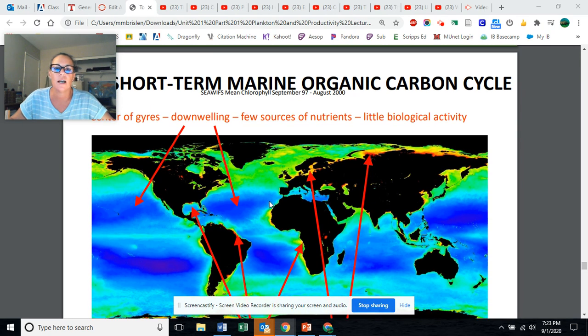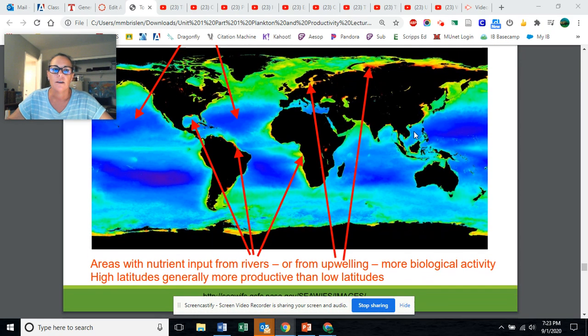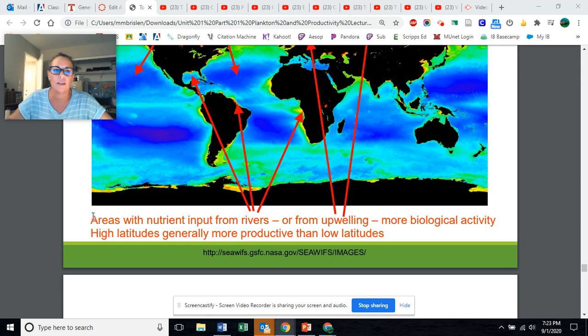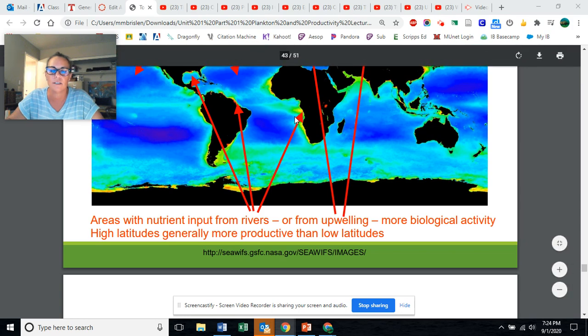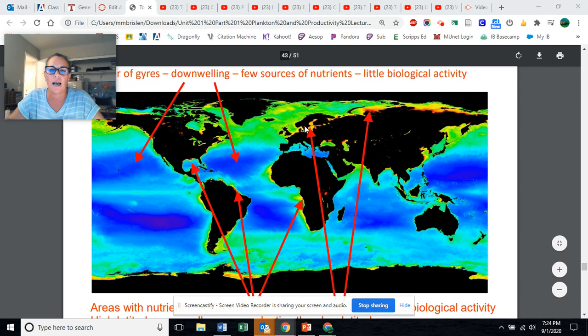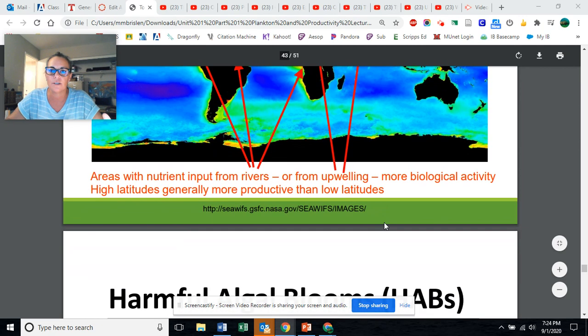So looking at some downwelling, where the water is shifting downward, there's very little biological activity. And then looking at areas where there's lots of nutrients, and that'll be at rivers, and you can see little arrows pointing to these areas. And then also where there's upwelling, this is Norway in Northern Europe, in that particular area, and then also in our Arctic region above Russia.